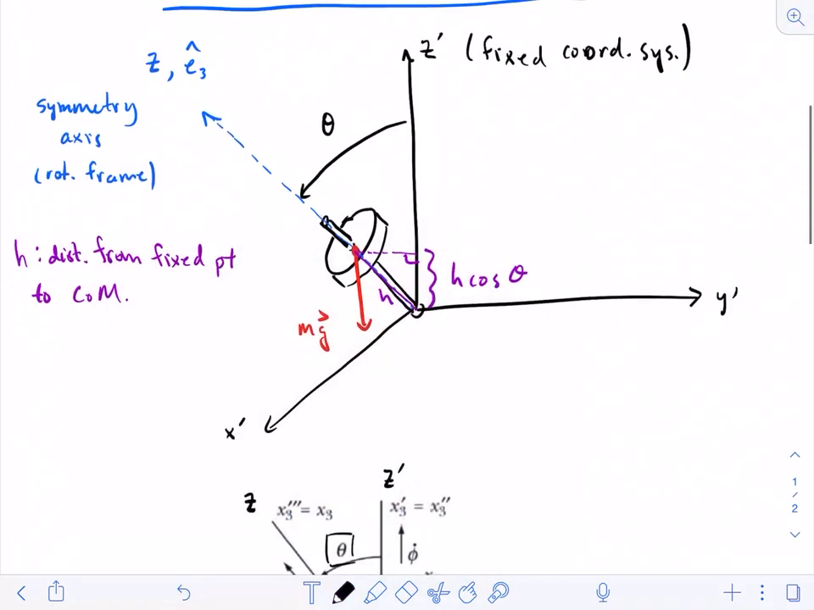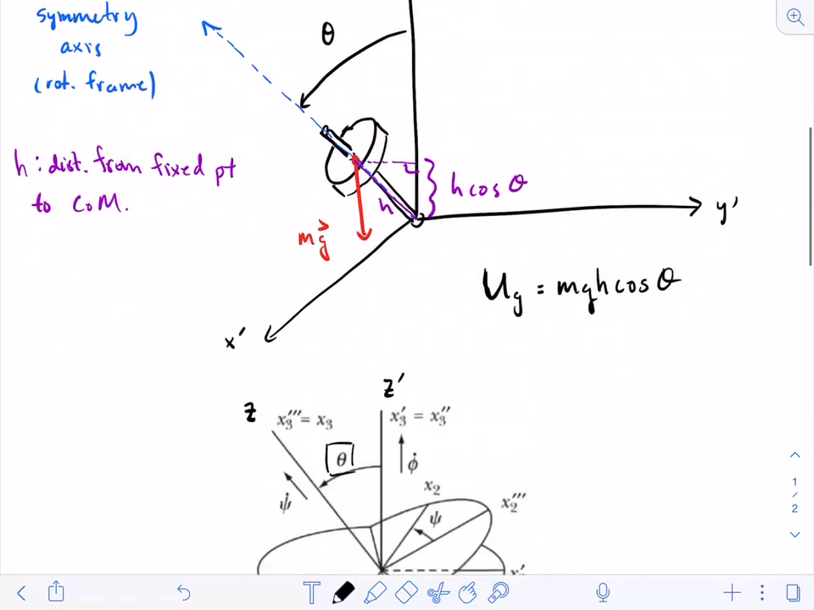Okay, when we analyze this problem, what we're actually going to do is set up a Lagrangian. And so the Lagrangian, as you know, is the kinetic energy minus the potential energy. So the potential energy of the top is a gravitational potential energy, and it's just equal to mg times the height above the x prime y prime plane, which is h cos theta. Okay, so that's the potential energy.